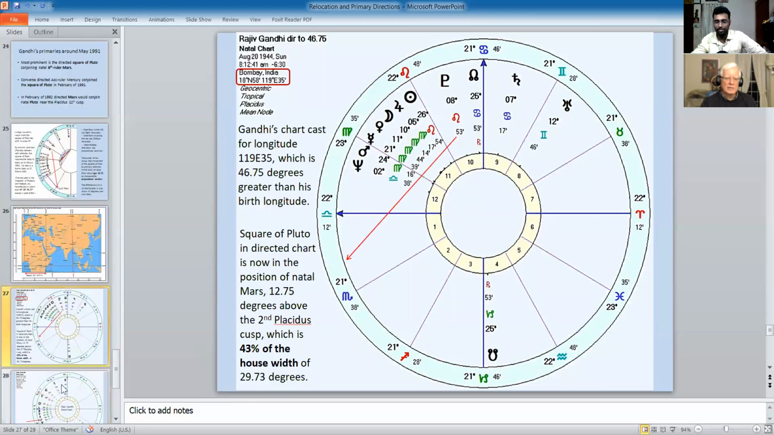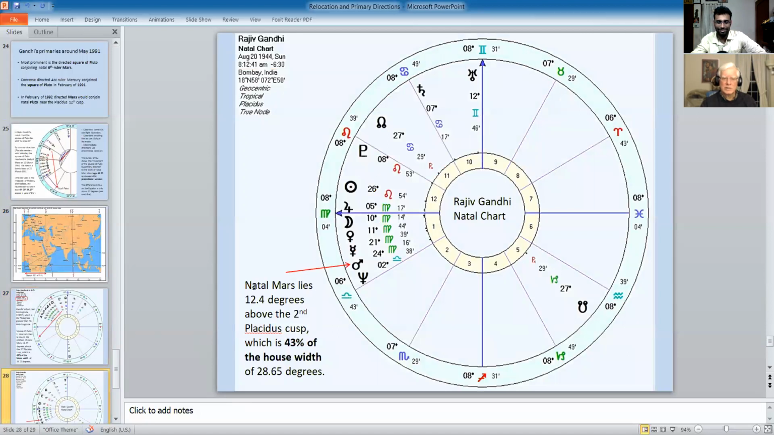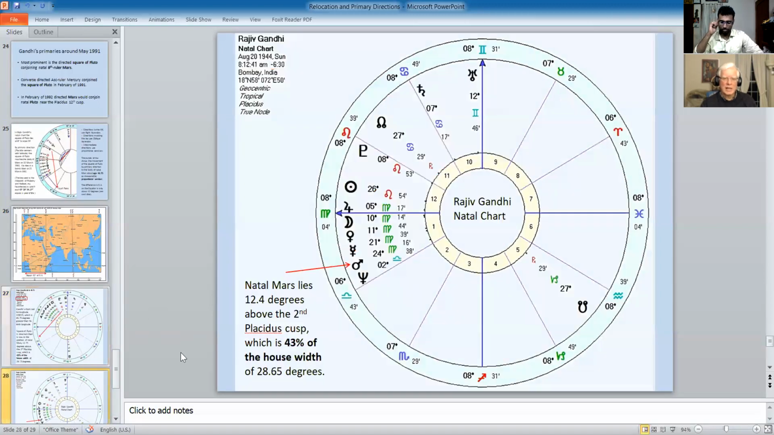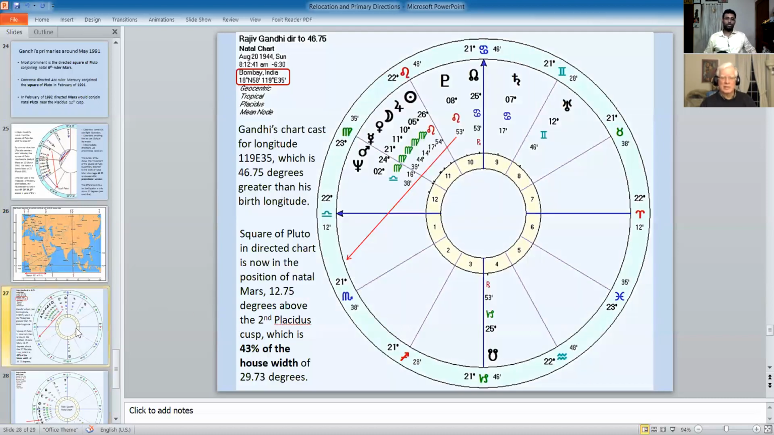And if I did the same for Mars, natal Mars is 12.4 degrees. Pluto was 12.75 degrees above this cusp, and the house width is 28.65 degrees. The point is they're both 43% of the distance above the cusp. It's a proportional equivalence. Let me repeat: 43% of the house.